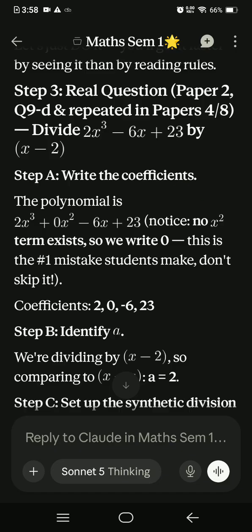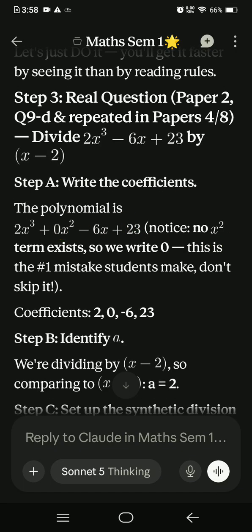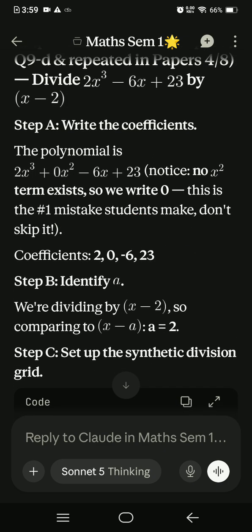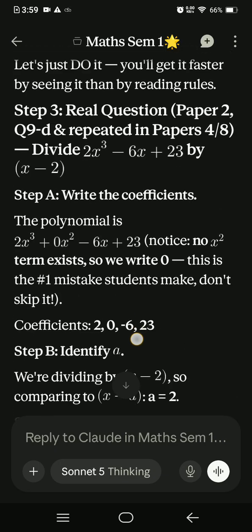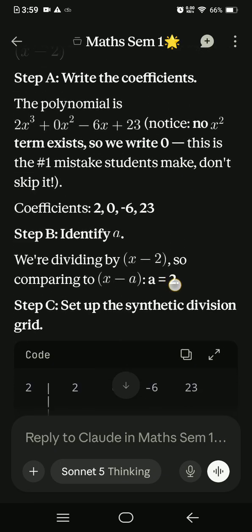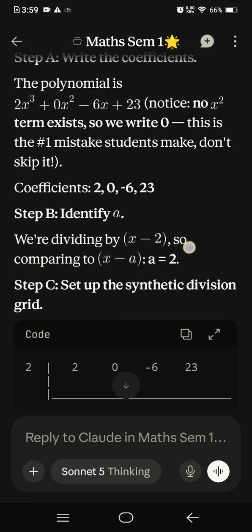Let's see. So write the coefficients. The polynomial is this. Notice no x square term in it, so in the place of x square, for the coefficient we have 0. This is the number one mistake students make. Don't skip it. So the coefficients we have are these. Identify a. A is 2. Plus 2 or minus 2? Plus 2. So comparing with x minus a, a is equal to 2.